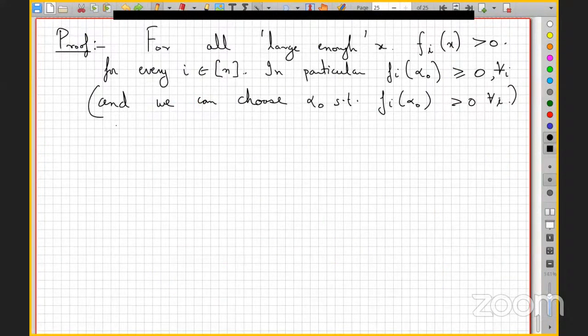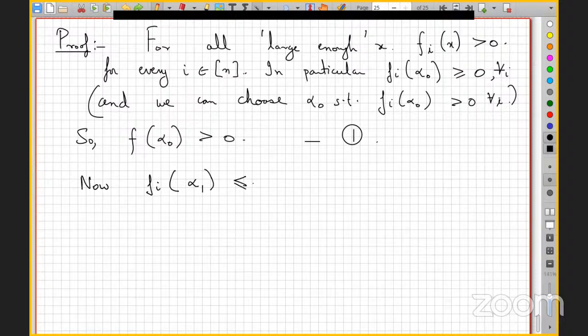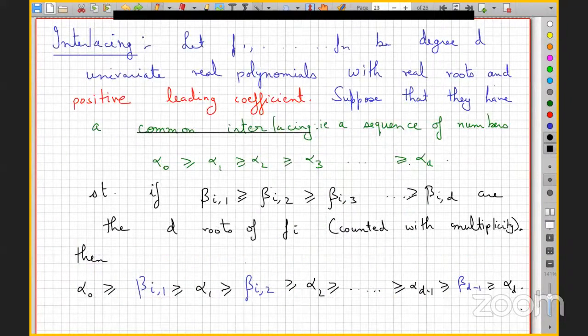Okay. So in particular, the sum is also positive, right? This is one thing. Now let's look at what happens at alpha 1. My claim is that f_i of alpha 1 is less than or equal to 0 for every i. So notice, what is alpha 1? Alpha 1 is this number that is just below the first root, but higher than all the other roots. So it's less than or equal to the highest root, but bigger than or equal to all the other roots.